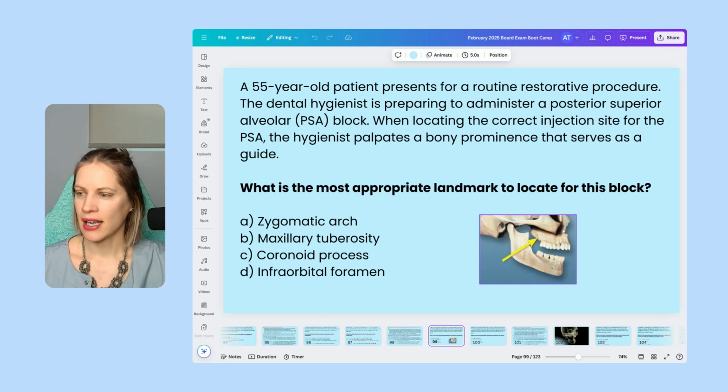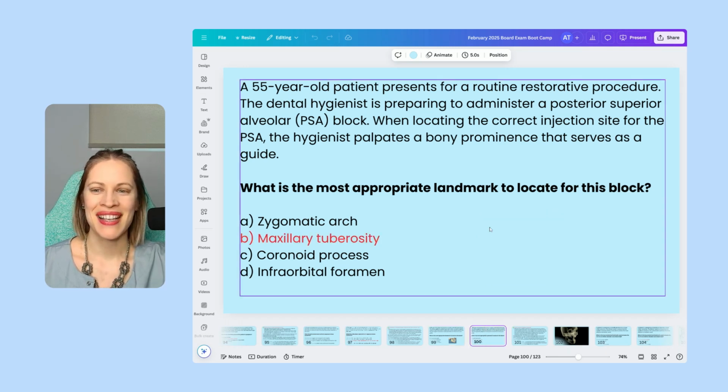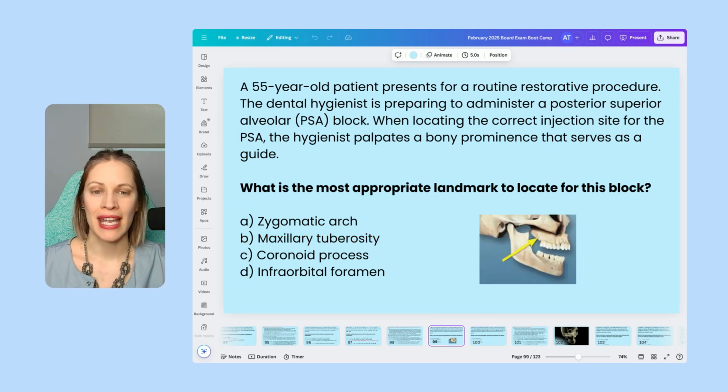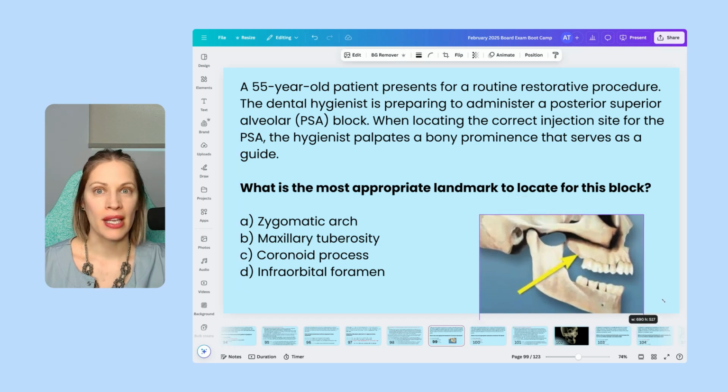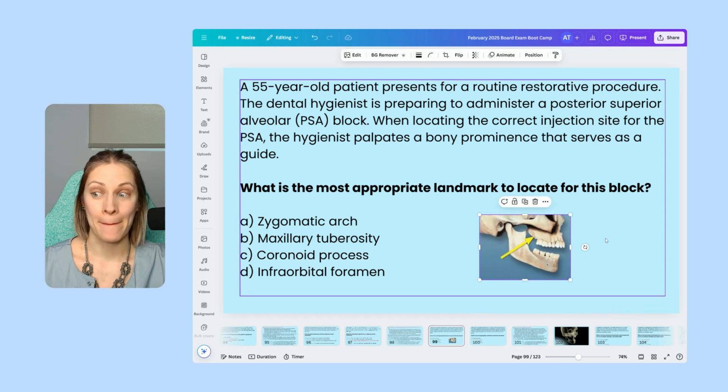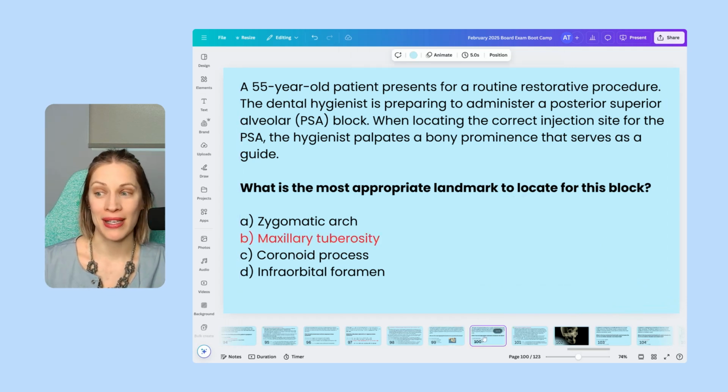Let's see, can I click just using my keyboard? No, I have to do this. So the answer is maxillary tuberosity. If you were looking at the image, this is the maxillary tuberosity right there. So you would have to know what that means, where it's located, and where it's at.